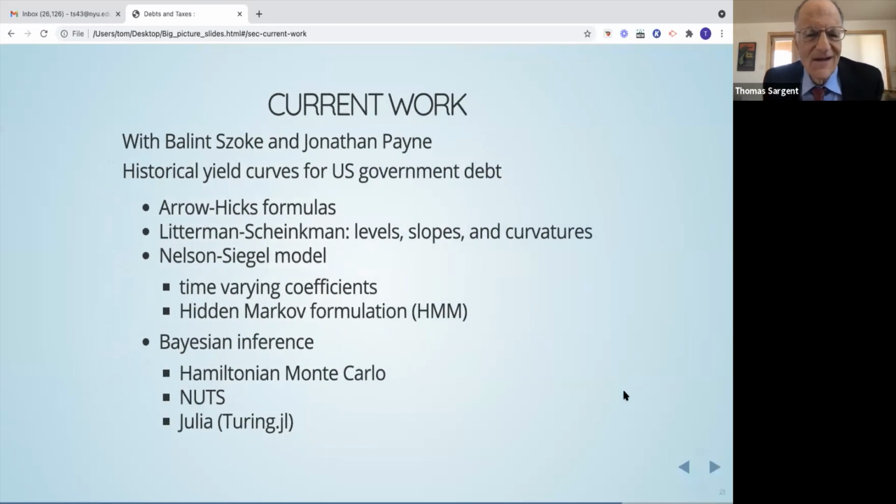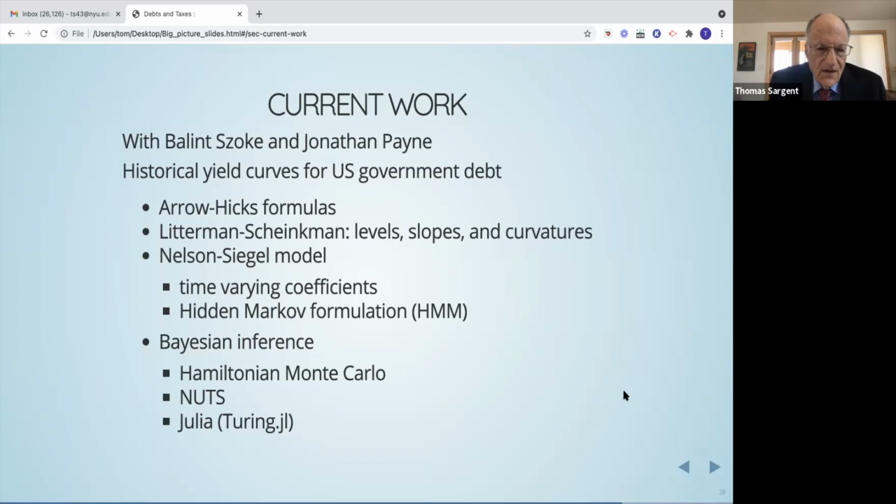So here's the current work. Some really smart, some great energy is going into this. Here's what we're doing. We are constructing historical yield curves for U.S. government debt. We're using our data on prices and quantities of all these bonds, and then we're going to use them to back out yield curves.